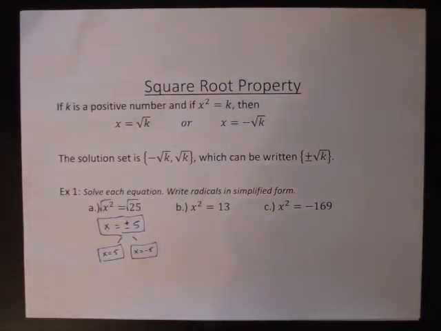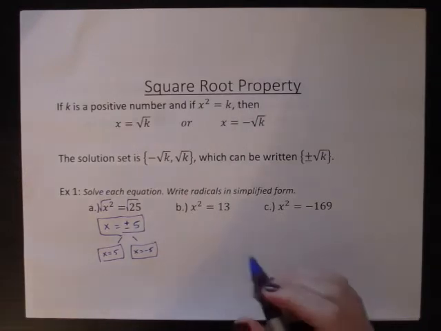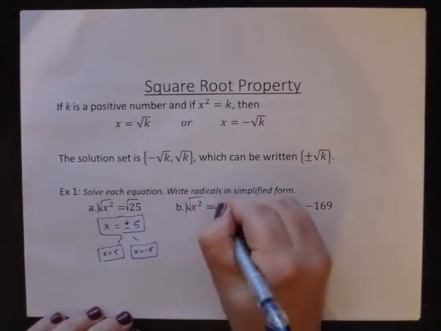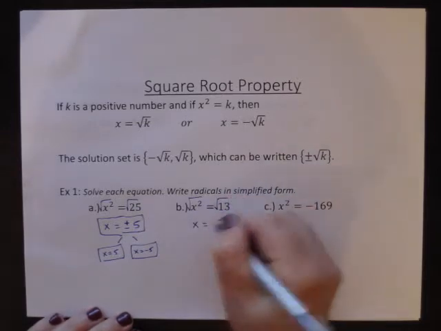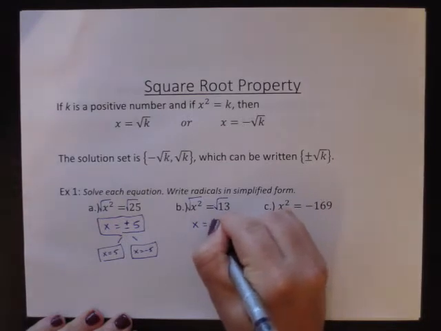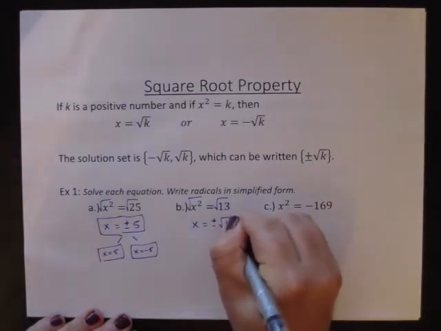Okay, so the next one that we have is x squared equals 13. So what we're going to do is place in the square root on both sides. So we got x equals, and 13 is not a perfect square, nor can it be simplified, so we just got plus or minus the square root of 13.